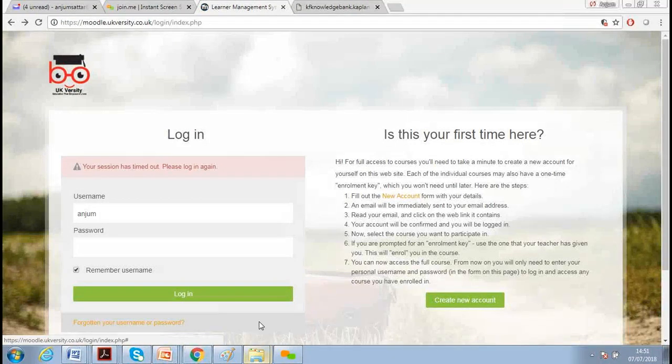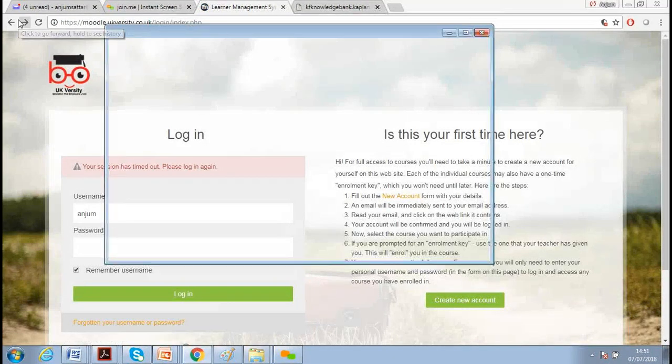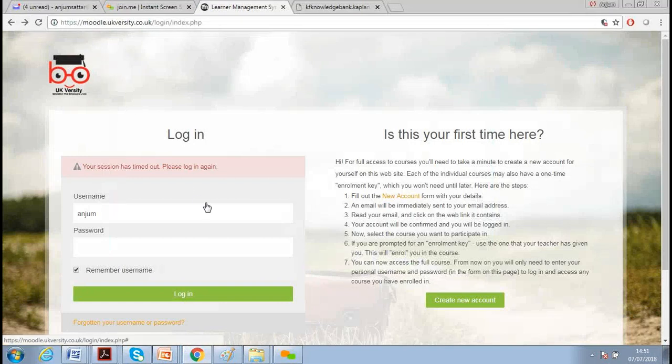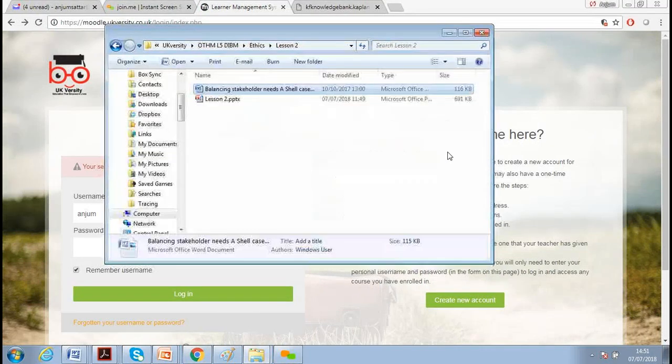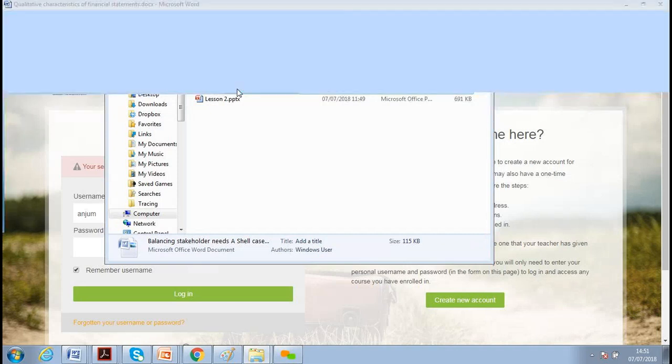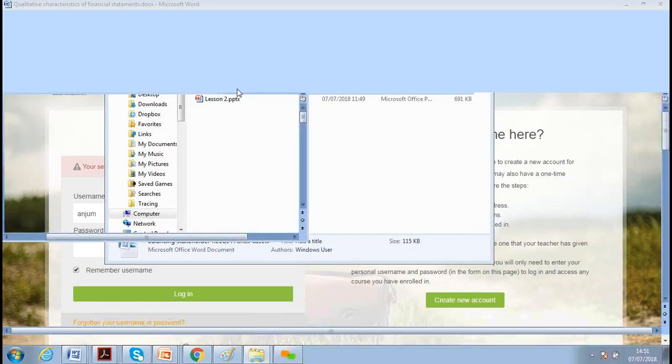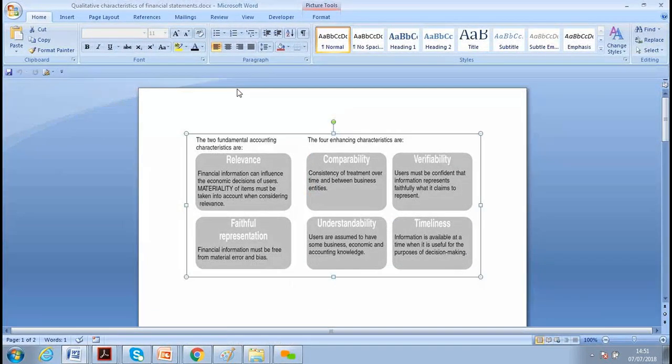Shell, one of the companies, Shell Petroleum. I'll upload their case studies on ethical business and stakeholders' interests: how Shell balances stakeholder needs. It's good to read, please. That will help you clear the concept of how we can balance stakeholders and ethical and moral issues. If you want, you can find any company's CSR, corporate social responsibility, report.